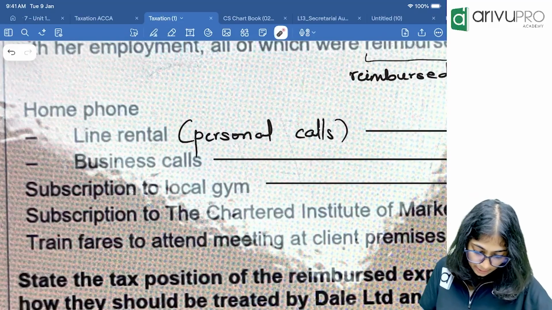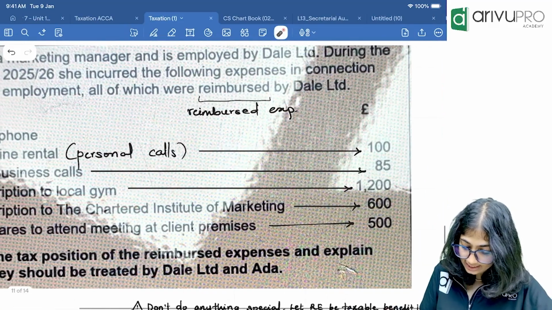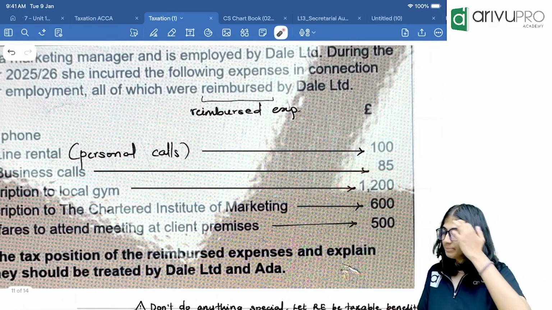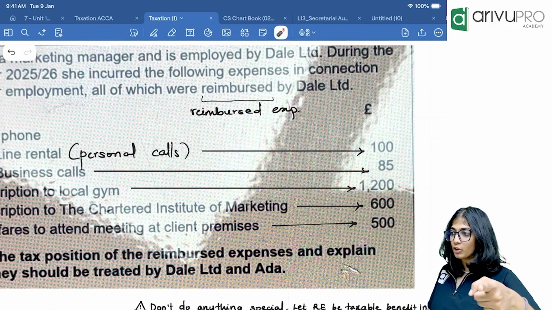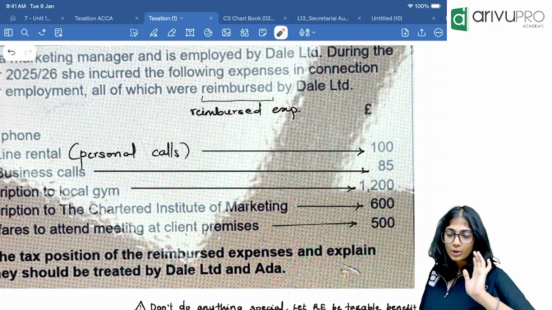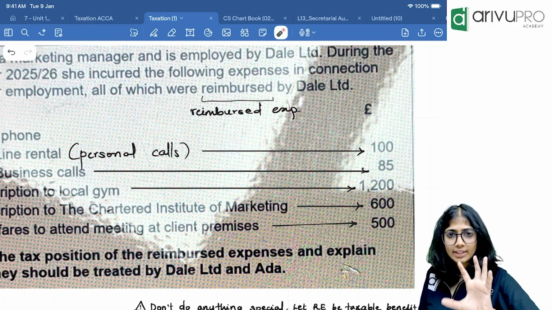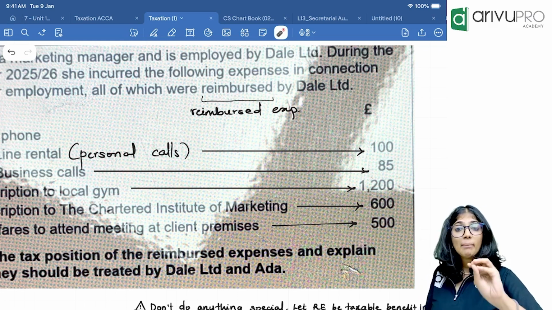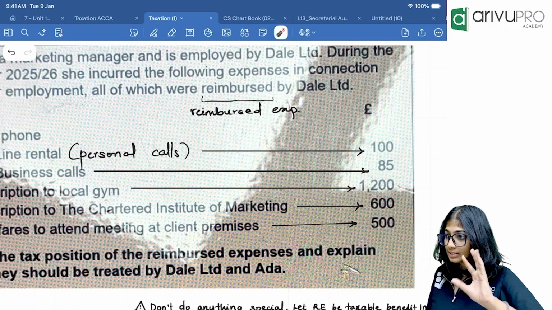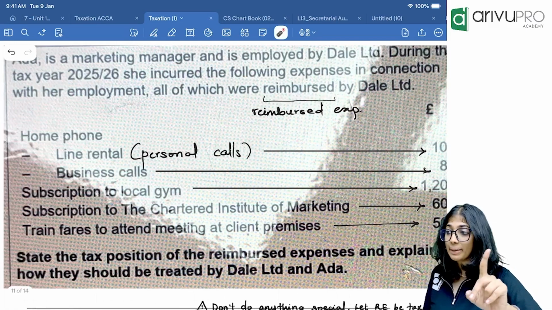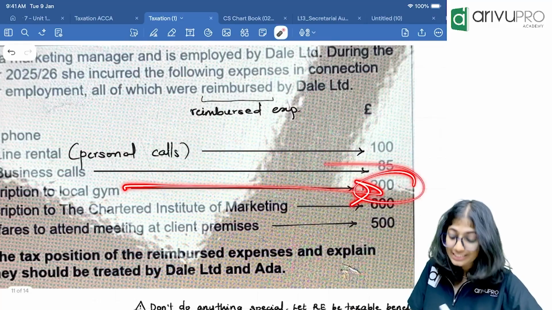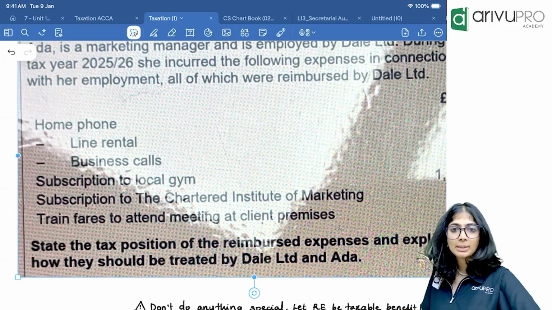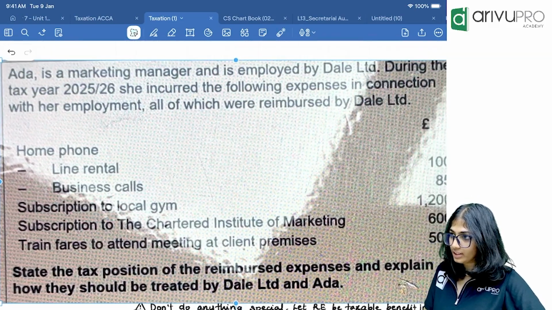Okay. Subscription to local gym. Guys, is this relevant to your employment? No. It is a personal subscription that you got reimbursement for. They paid you for that local gym. It is a benefit they are giving you. It is an extra benefit that is being given to you. Subscription to local gym is not an allowable deduction because it's a personal thing.